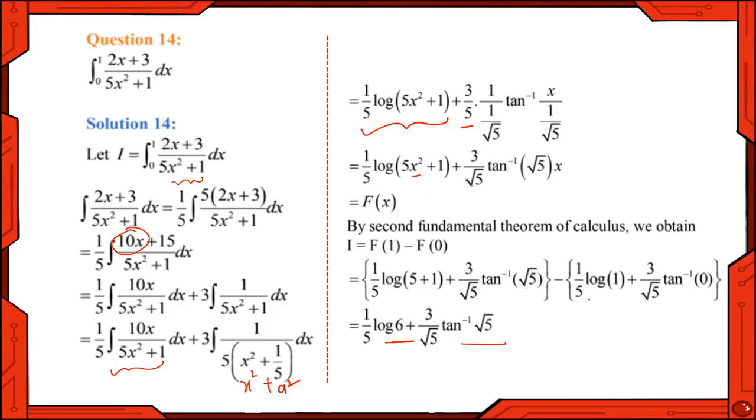So it will be 1 by 5 log 1. Students, the value of log 1 is 0, right? And tan inverse 0: when do we have the value of tan as 0? Definitely at tan 0. So tan inverse and tan cancel, 0 into something is anyway 0. So this complete term will become 0 and this is the final answer.